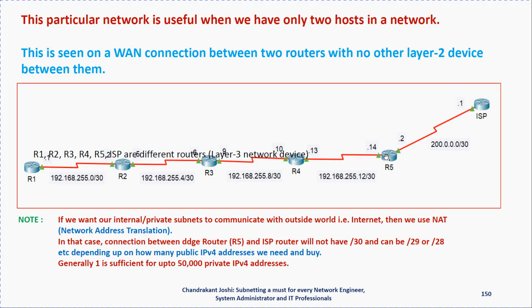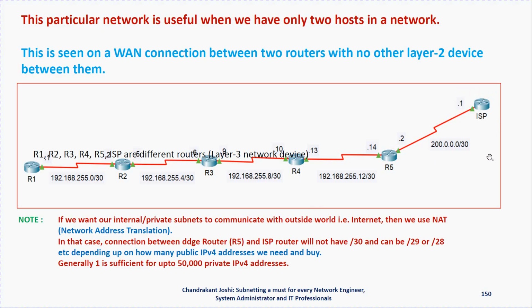So the edge router is generally used for your connectivity to the internet. If you have public IPv4 addresses, there would be many different subnets over here. If you want them to communicate with the internet, then we cannot use this /30. This has to be less than /30. So on this particular router, we will be implementing NAT, so that NAT will allow all these internal private IPv4 addresses to communicate with the internet.